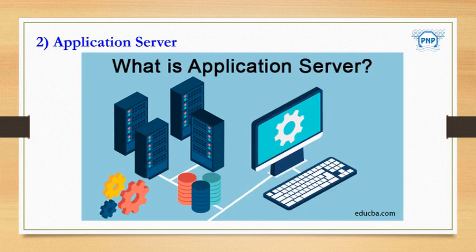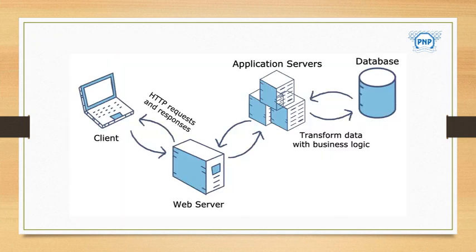The next type is the application server. Do you know what an application server is? Let's understand. An application server is a computer that has customized application software to interact with the user, via data entry screens, menus, and reports. Here this is a user, and these are the application servers.